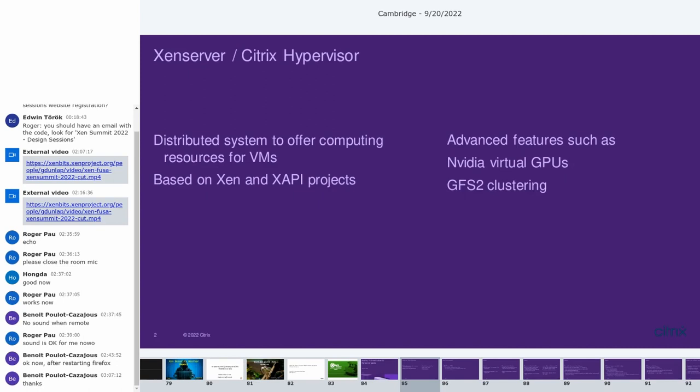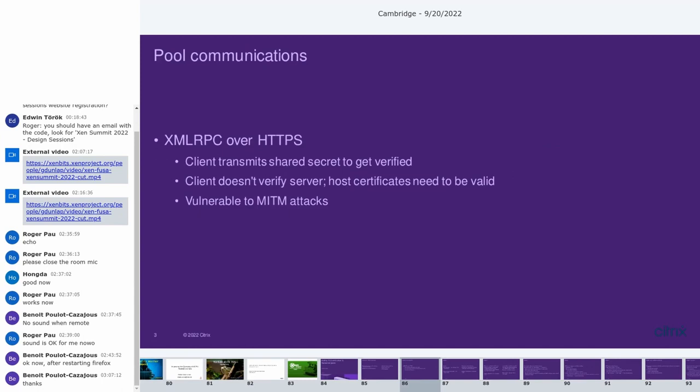XenServer is a distributed system that offers resources to VMs, and it's based on Xen and the XAPI project. It has some advanced features, like giving VMs access to NVIDIA virtual GPUs, and clustering. One very important thing with a distributed system is having secured pool communications, and this is done through the XML-RPC protocol over HTTPS.